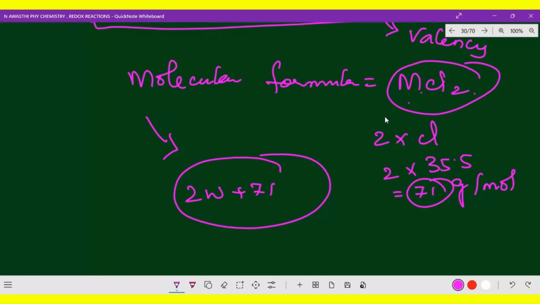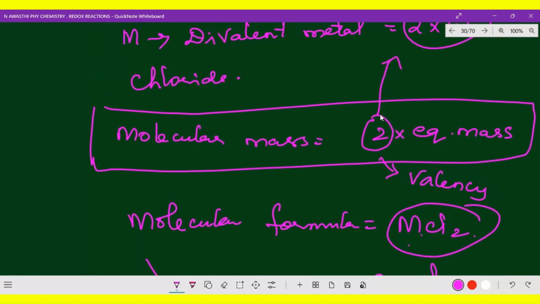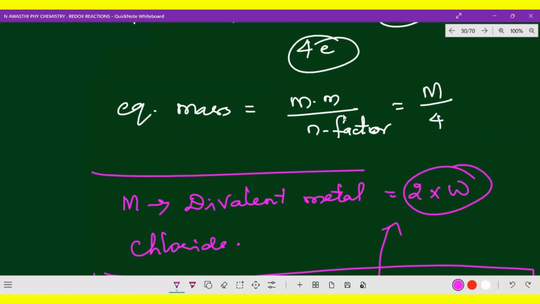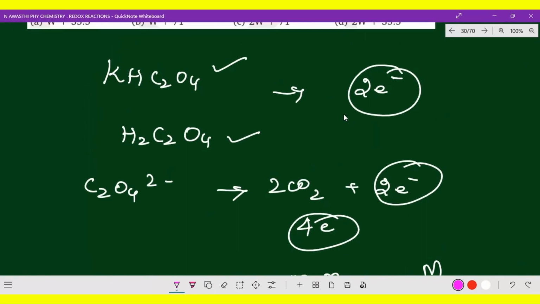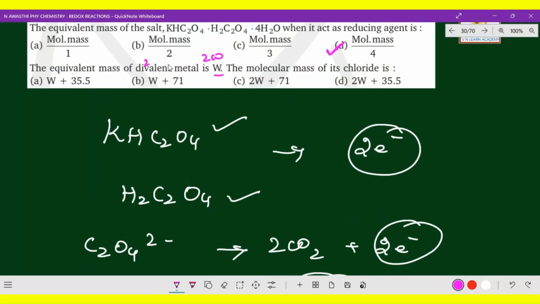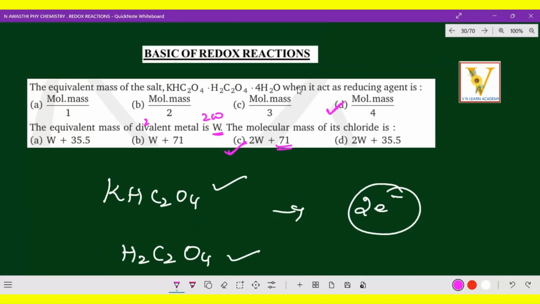So 2W plus 71. Why do we bring 2W here? Because it is divalent. In the question itself, the equivalent mass of the metal is W, so divalent means 2W, so 2W plus 71. 71 is the molecular mass of chlorine. So which is the correct option? 2W plus 71. I hope you got the complete idea about these questions.